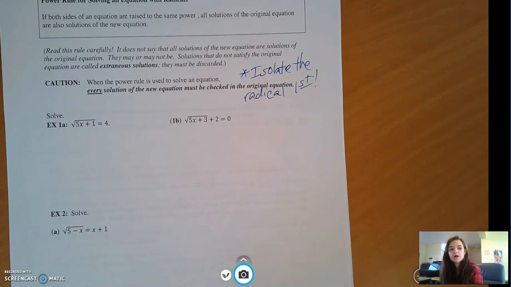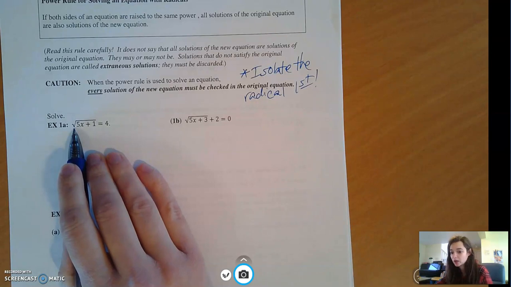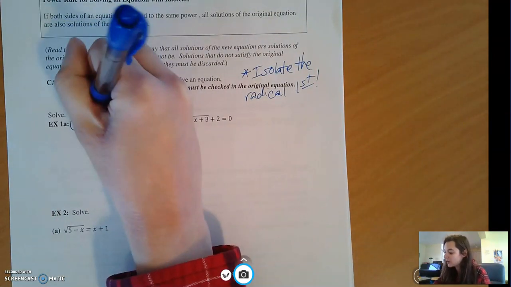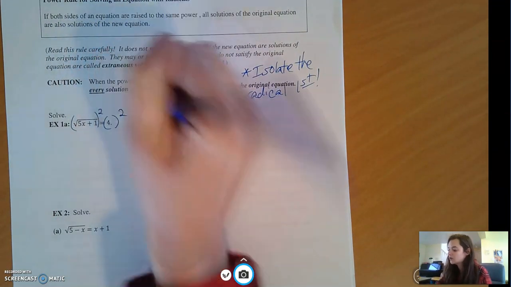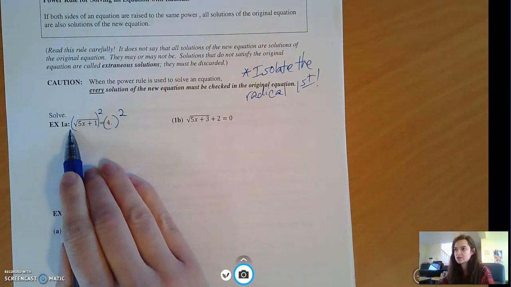You ready? So example 1a, what I have is the square root of 5x plus 1 equals 4. Great news, our square root is already by itself. So that isolate the radical first thing, it's already by itself, which is awesome. So I'm ready to go. So to get rid of a square root, you do the opposite operation, which is squaring. So if I square both sides, what's going to happen is the squaring and the square rooting is going to cancel out, which is exciting.